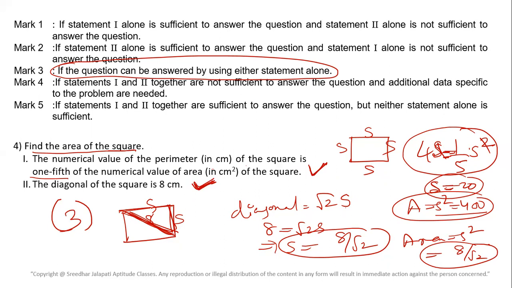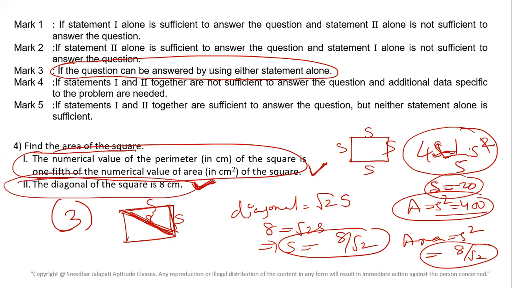But again, some students may get confused here. Do we have to get the same answer using either of them? No. I may get a different area using this statement and a different area using this statement. It's not necessary that you have to get the same answer using both the statements. This statement is helping you to find the area, which is one particular value. This statement is also helping you to find the area. That area may not be the same as what you got in the second. So the answer: either of the statements alone is sufficient. Let's move to the next question.